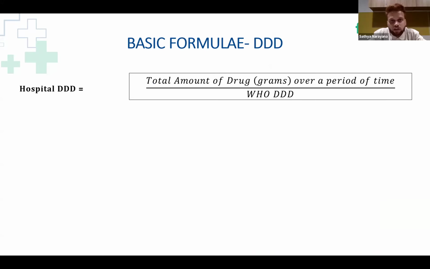Let us talk about the basic formulas that are used for calculating DDD. First, to know the basic DDD, we need to calculate the amount of antimicrobials in grams, divided by this WHO defined DDD value. For every antibiotic, the WHO has given one standard value, which acts as a constant.